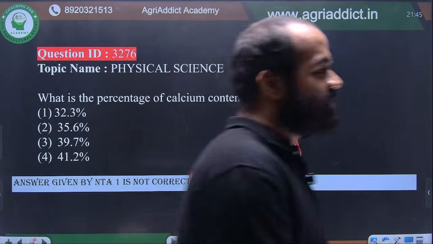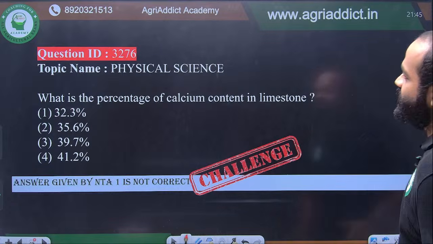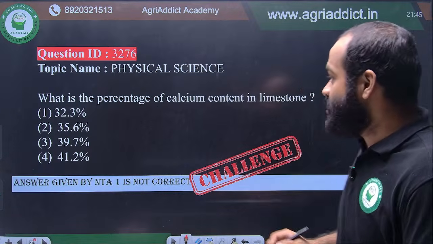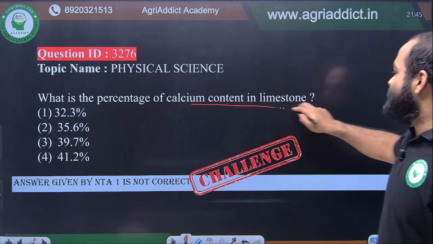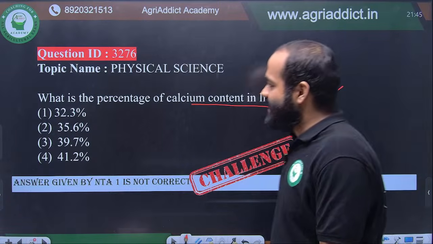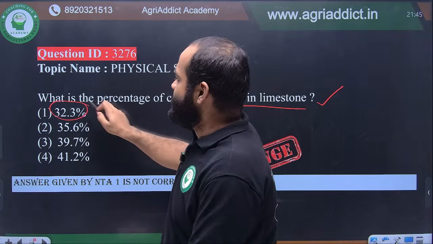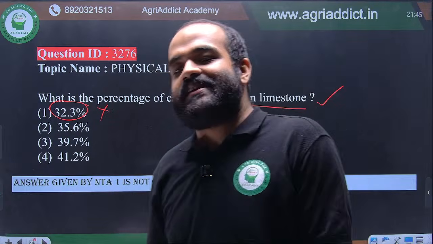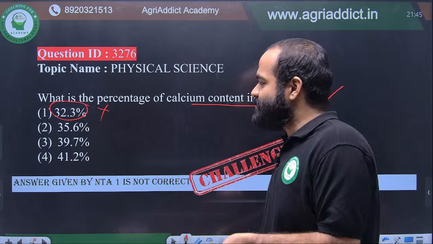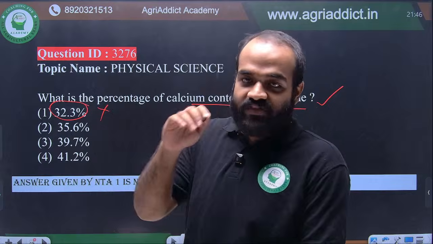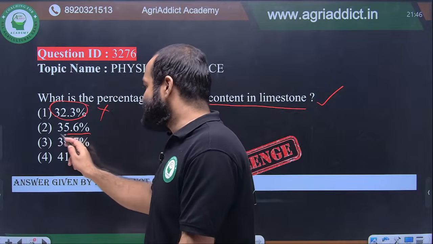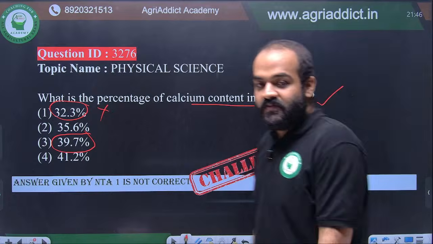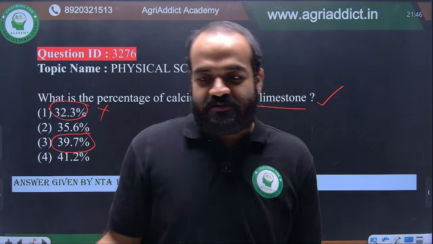Now moving on to the next question. This question also we feel is wrong. The percentage of calcium content in limestone, the answer given by NTA is 32.3, which is not correct. You can check it in any source. You can use any AI, ChatGPT, Gemini. Everywhere you will find it is very near to 40%. The closest answer to this will be 39.7%.